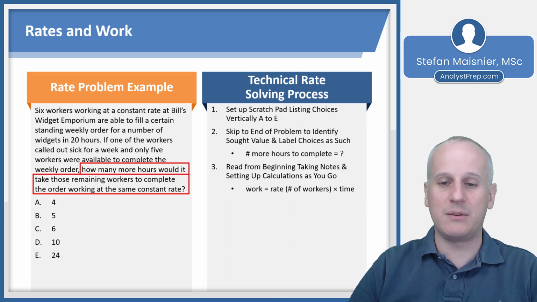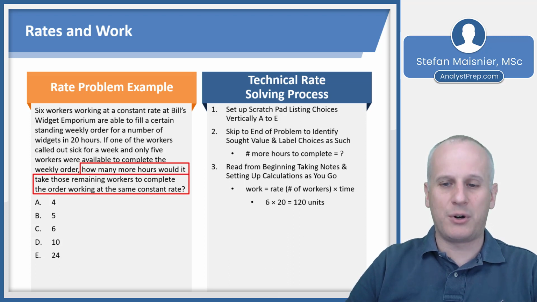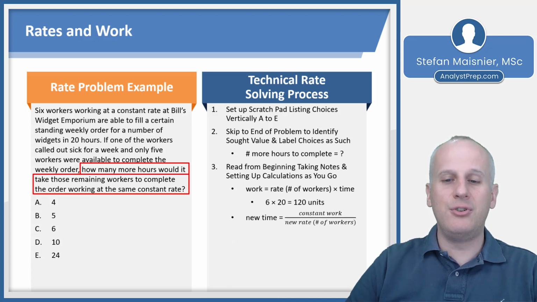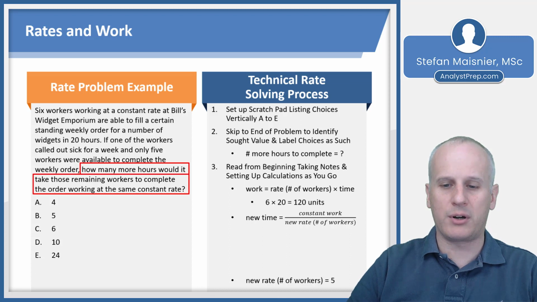So we know that work is equal to the rate, which you can also articulate as the number of workers times time. We know that we've got 6 workers times our 20 hours, which is 120 units of work ultimately. And our new time is going to be that same constant amount of work divided by the new rate, which is the new number of workers.